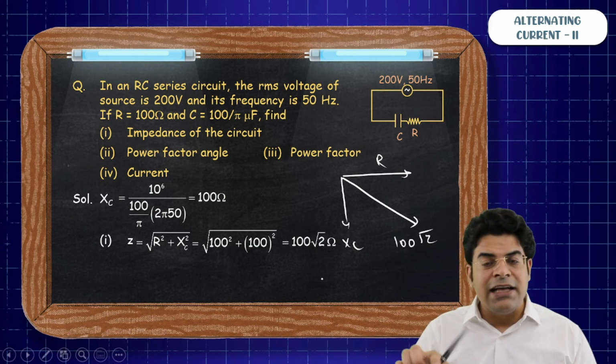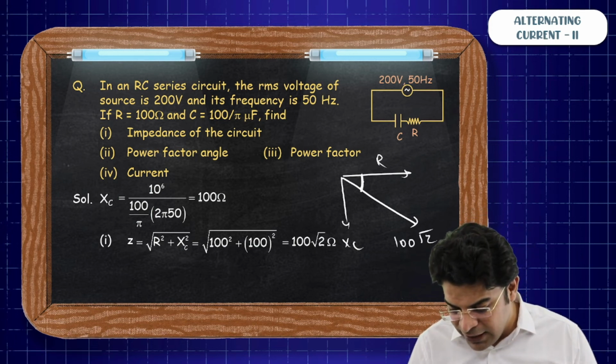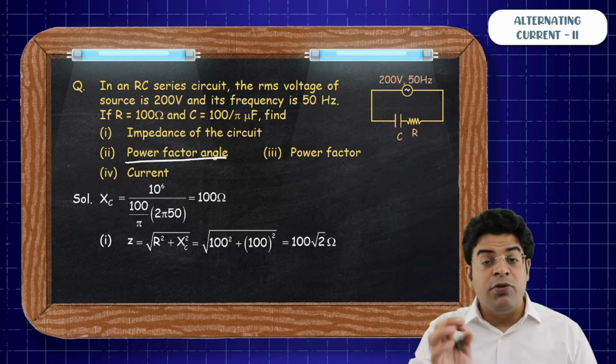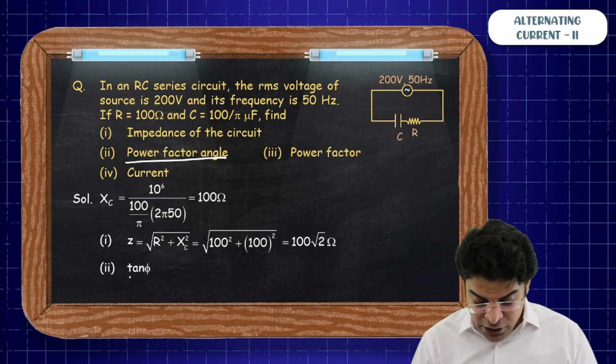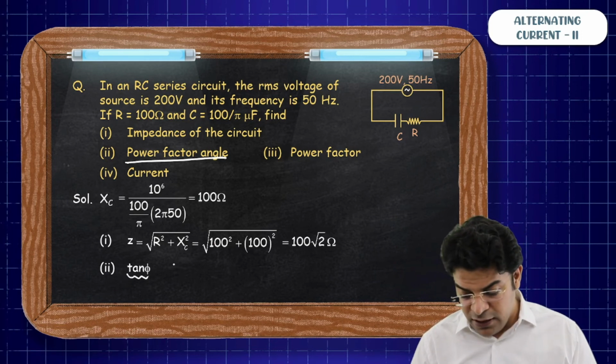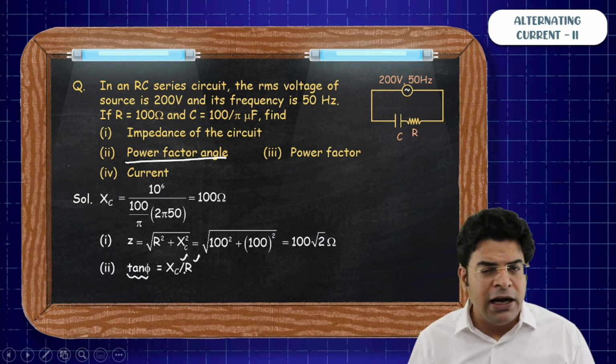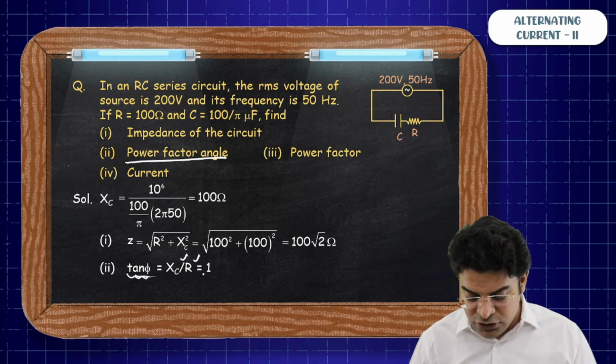Since R and XC both are equal, this angle right here has to be 45 degree. So the power factor angle has to be 45 degree. Or you can say that tan phi has to be equal to XC by R. Since both of them are equal, 100 by 100 becomes 1. So tan phi equals 1. So phi has to be equal to 45 degree.